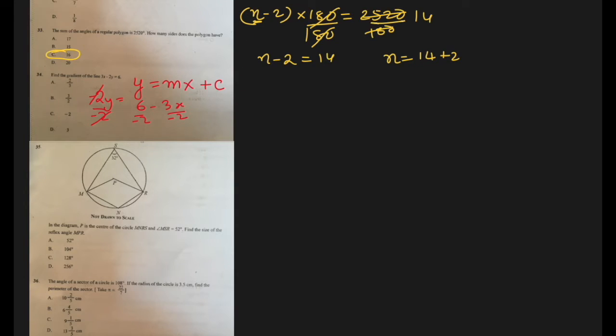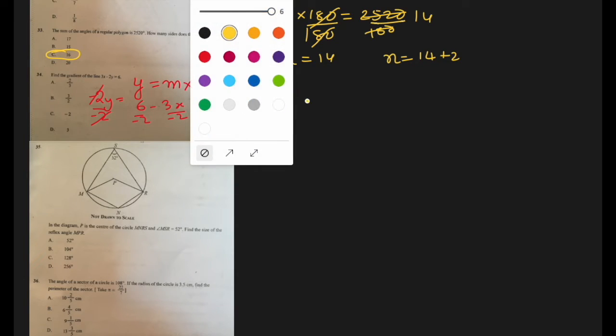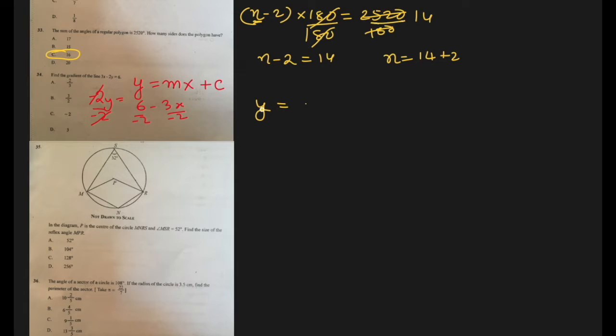So we get what? Let me write here. y will be equal to minus 3, yeah, 6 divided by minus 2 is minus 3, plus 3 over 2 x. So if I compare here, m is the gradient and the coefficient of x is 3 over 2. So 3 over 2 is the answer, B. That's it.